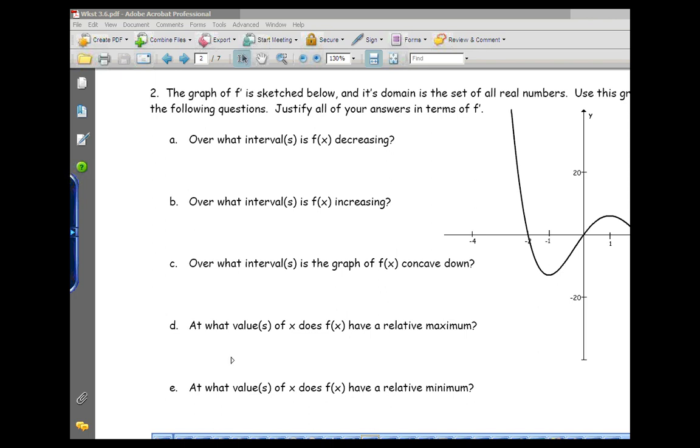All right, and I'm not sure why the screen is not showing everything, but you've got the picture right in front of you.